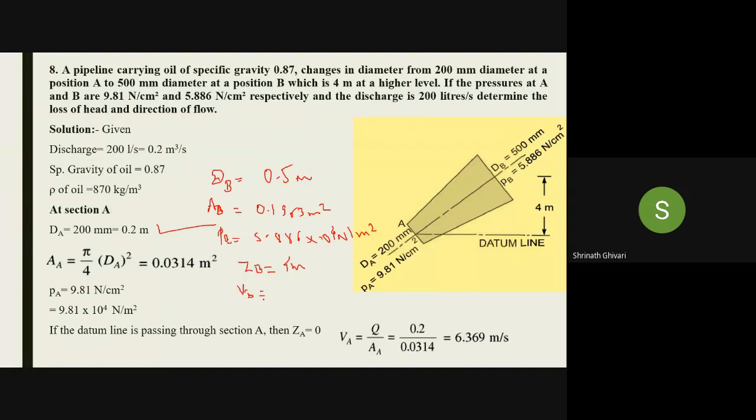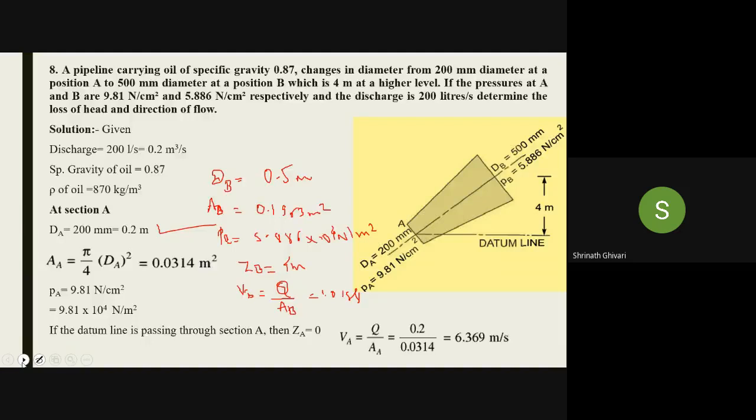How will you calculate VB now? Velocity at B. Q by AB. Discharge 0.2 divided by 0.1963. That is 1.0188. So let us check whether our answers are right or wrong. Remember everything. You remember the answers.